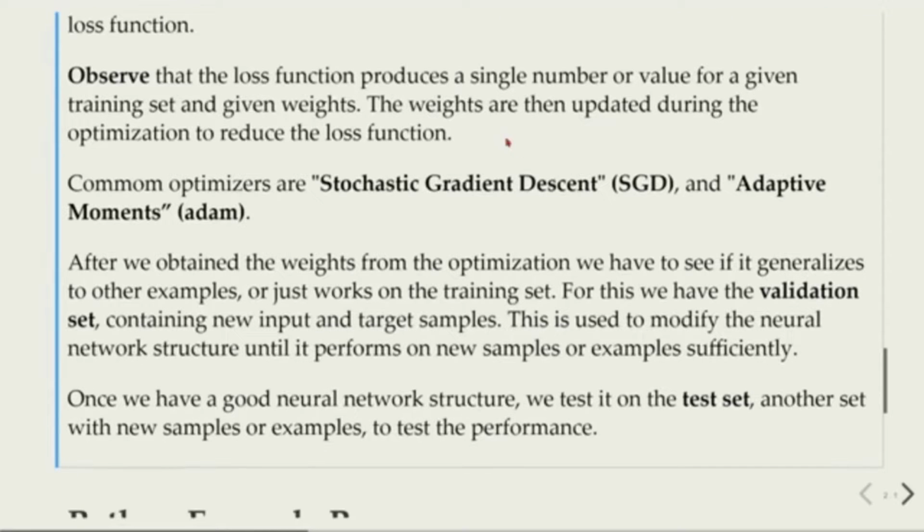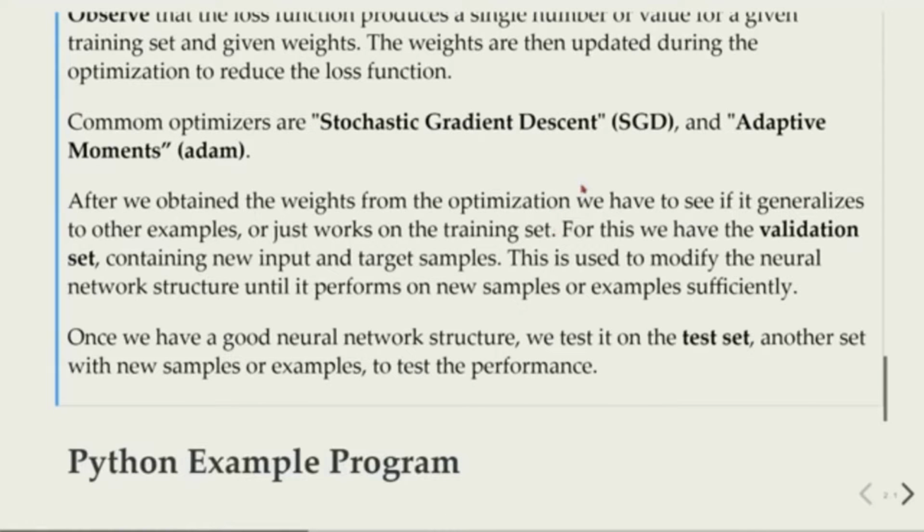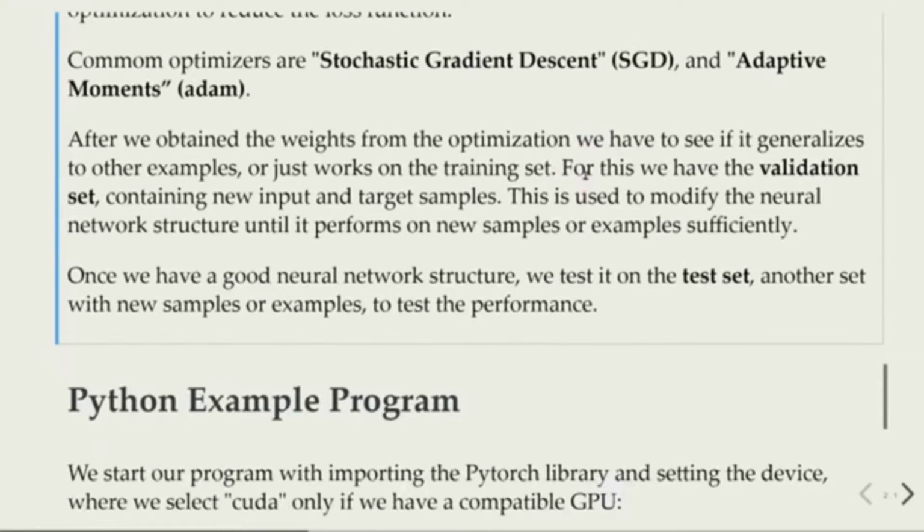After we obtain the weights from the optimization, we have to see if it generalizes to other examples or just works on the training set. For this, we have the validation set containing new input and target samples. This is used to modify the neural network structure until it performs sufficiently on new samples. Once we have a good neural network structure, we test it on the test set, another set with new samples or examples to test the performance.